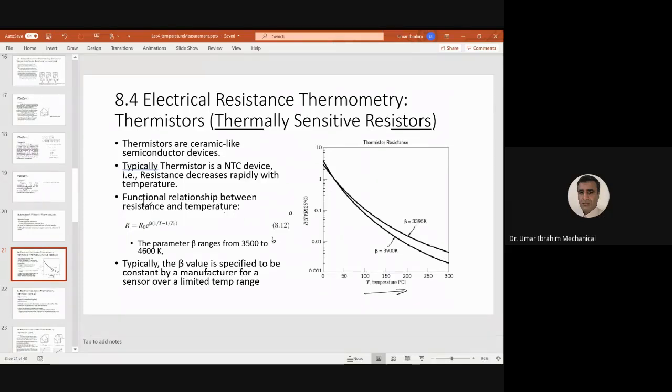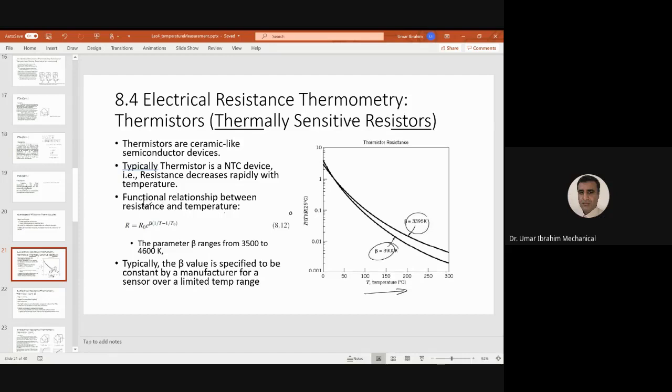Okay. So next is the parameter beta ranges from 3500 to 4600 Kelvin. Typically, the beta value is specified to be constant by manufacturer for a sensor over a limited range. Okay. What they're saying is that even though beta value changes for a single curve, but for a limited range of temperature, the beta is assumed to be constant for a single curve. For another curve, the beta will be different.